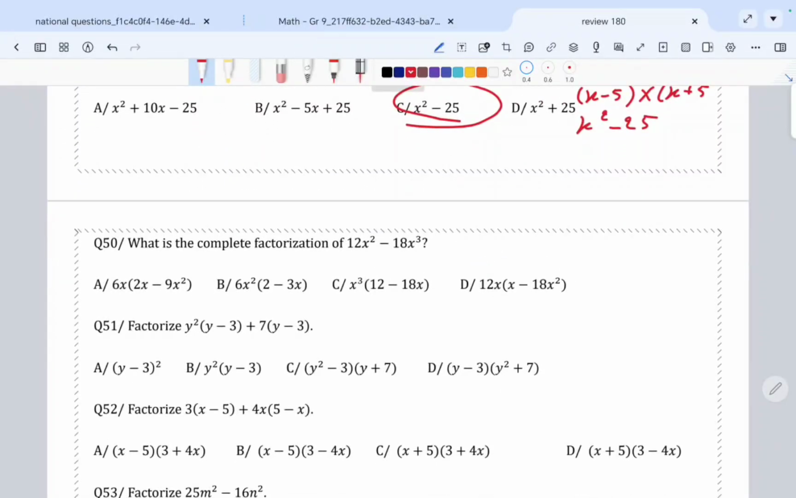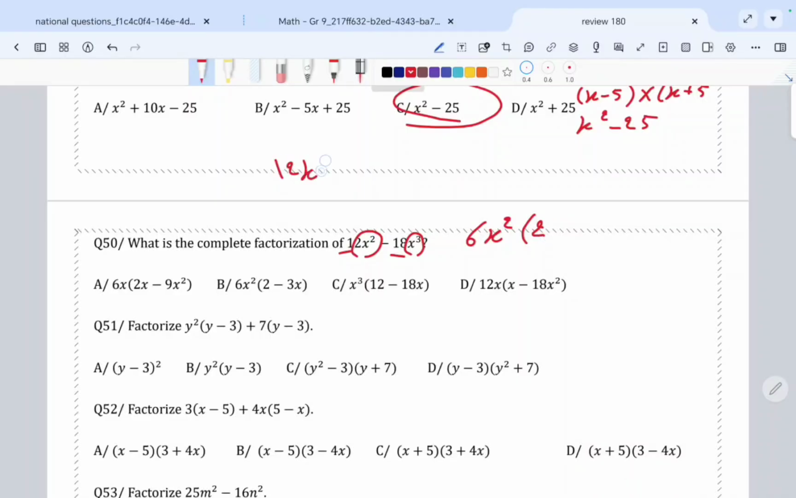Again, what's the complete factorization of 12x power 2 minus 18x power 3? Between 12 and 18, 6 is a common number. Between x power 2 and x power 3, x power 2 is a common factor, okay? So, 12x power 2 divided by 6x power 2 equals 2.